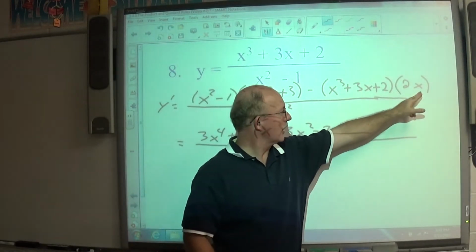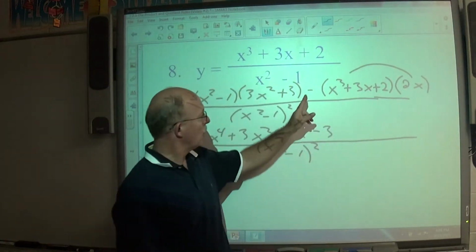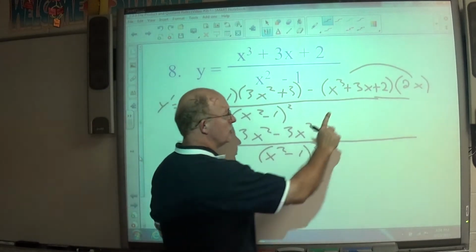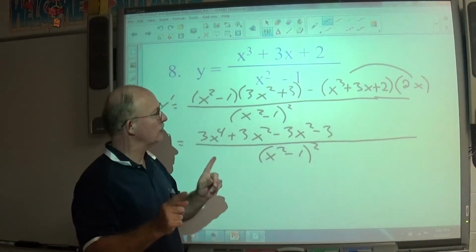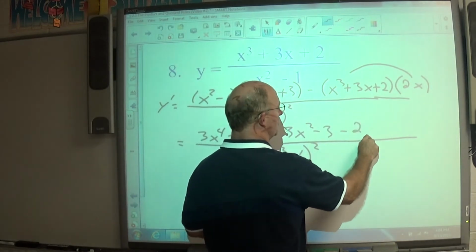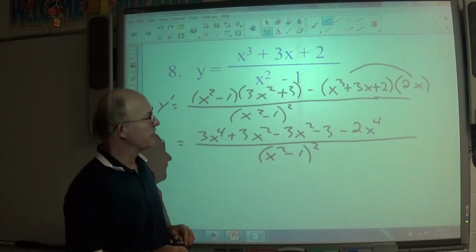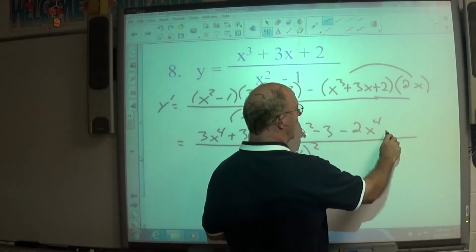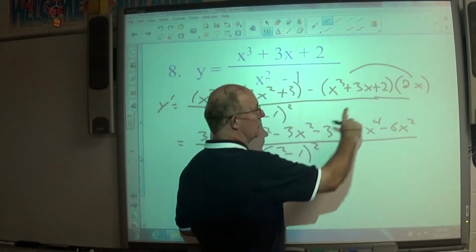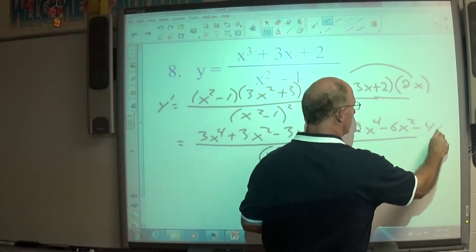Now, once again, be very careful with the next distribution. We've got to multiply 2x inside our parentheses. So once again, we're just using our distributive property. We're also distributing the negative at the same time, so you've got to be very careful here. So 2x times x cubed is going to give us 2x to the fourth power. Then the minus sign is going to make that a minus 2x to the fourth. 2x times 3x is 6x squared. We'll make that a minus 6x squared. And then 2x times 2 is 4x. And then the minus sign will make that a minus 4x.